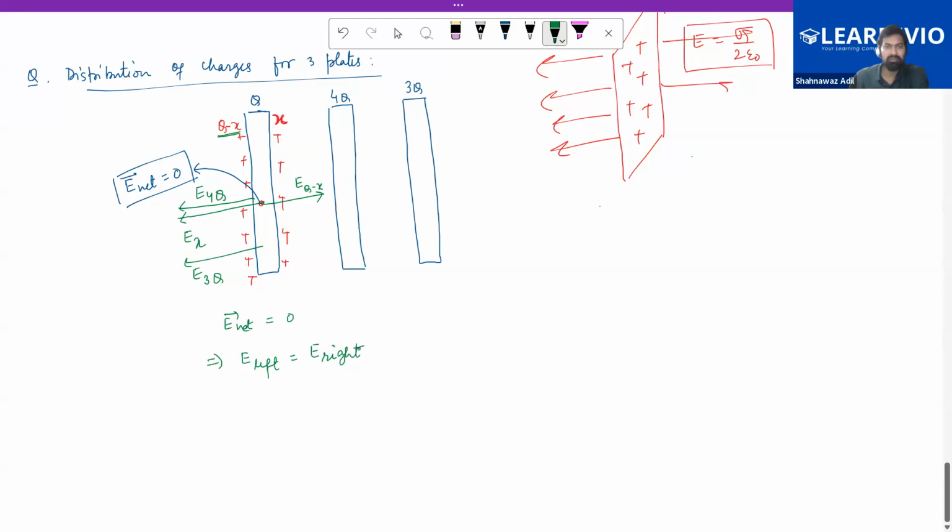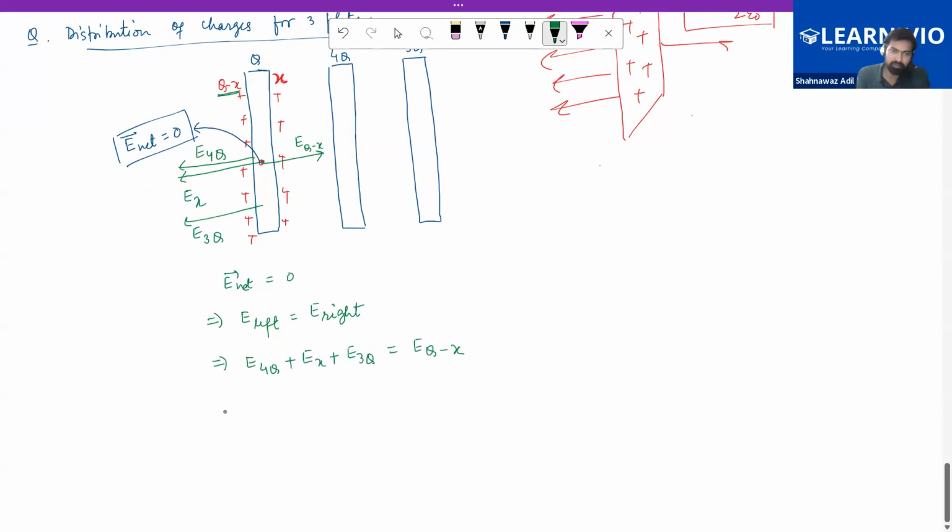Right? Is it clear, everyone? So E left is E4Q plus EX plus E3Q, and E right is EQ minus X. So what would be the electric field due to this 4Q? That is sigma by 2 epsilon, right? So this would be sigma of 4Q divided by 2 epsilon. This EX would be sigma X by 2 epsilon.